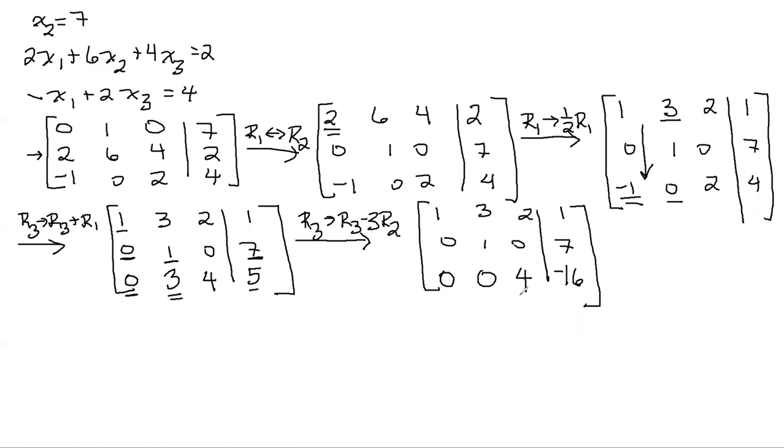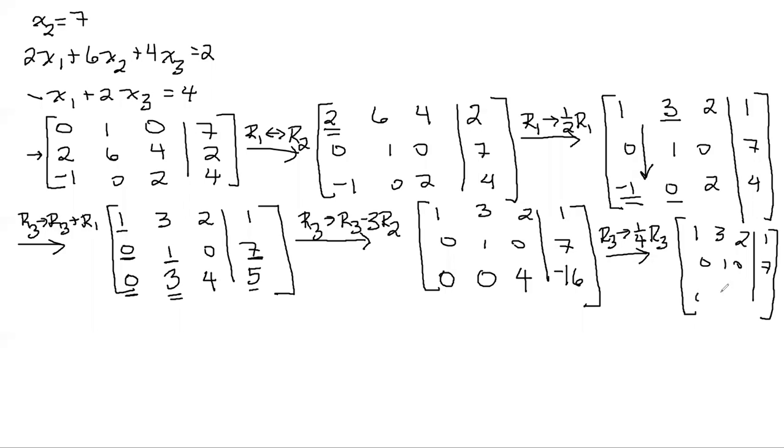And so now we just want to get a 1 in the third column, and we can do that by dividing that third row, or scaling that third row, by 1/4. So again, our first 2 rows remain the same. 0, 1, 0, 7, and our last row becomes 0, 0, 1, -4. Okay, so we have now achieved up through step 4 in our process. What do we do from here? Well, now we want to, starting from the bottom, get zeros working our way up.